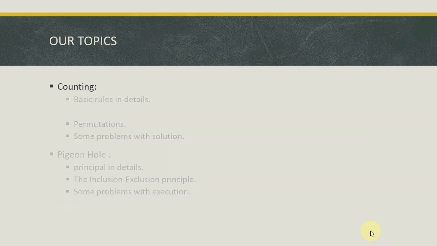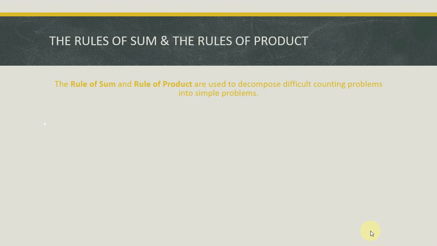Well, let's get into the second topic, the rule of sum and the rule of product, which is also known as the combination rule. The rule of sum and the rule of product are used to decompose difficult counting problems into simple problems.